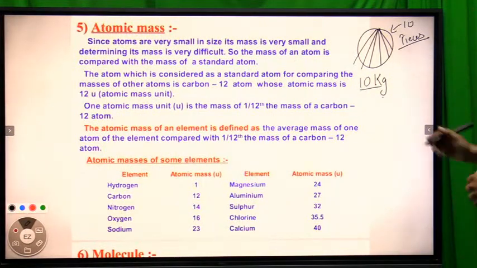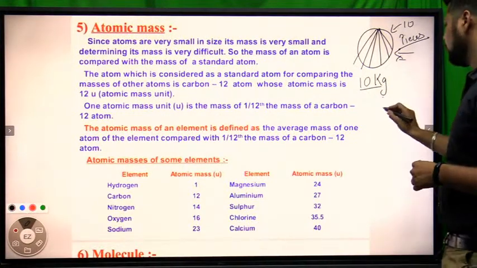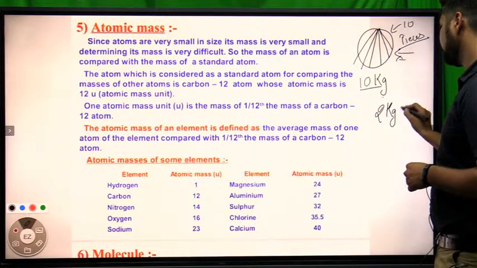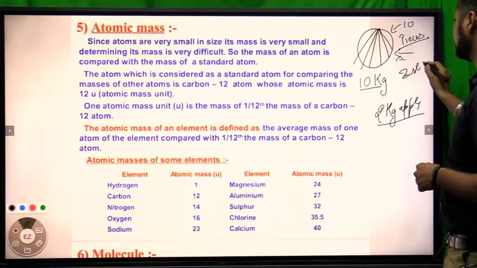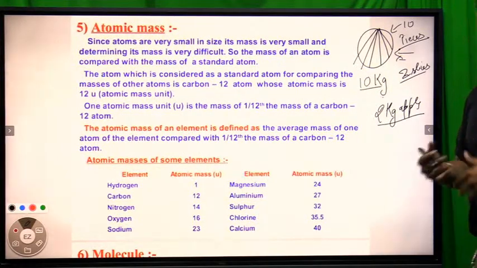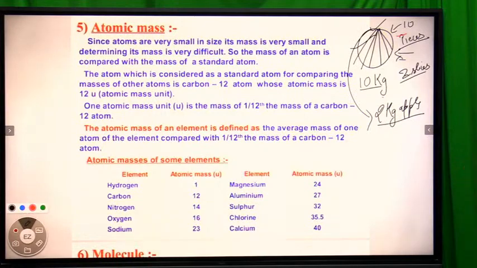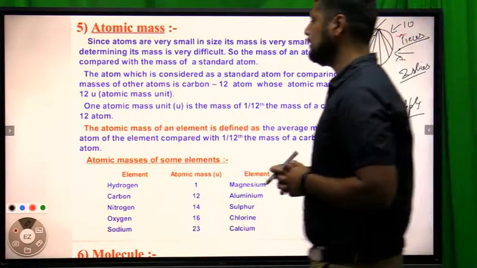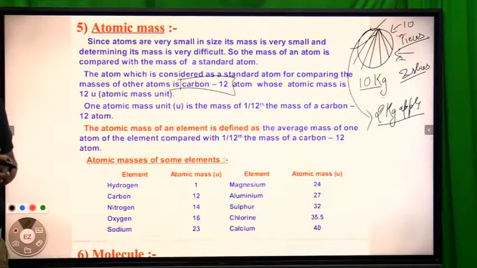So with that watermelon, he is weighing other fruits. Suppose he wants to weigh 2 kg of apples. If he wants to weigh 2 kg of apples, he takes 2 slices of that watermelon. So in this way, with the help of the watermelon, he is taking the weight of another fruit. In the same way, scientists have taken one atom of carbon-12. With the help of one atom of carbon-12, the scientists have defined the masses of different atoms.